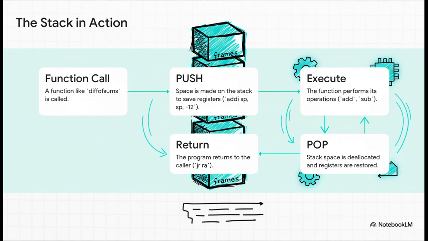So our main program is running, it calls a function, boom, a new frame with all that function's info gets pushed onto the top of the stack. The function does its thing, finishes up, and then pop, its frame is taken off the top. This simple push and pop system guarantees that the program always knows exactly where it was and where to go next. It's a beautiful solution to a really complex problem.